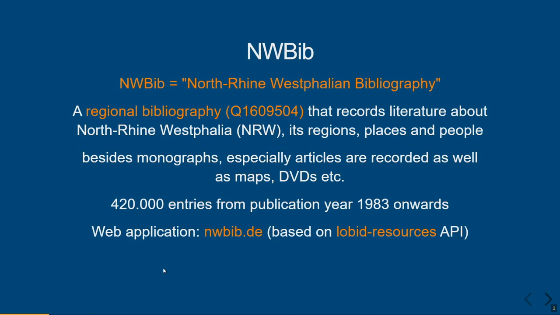There's the web application. It's based on our service lobid.org, the API, because it's cataloged as part of the HBZ Union catalog, which comprises around 20 million records. It's an Ex Libris ILS system, and we get the data out of there, make RDF out of it, and provide it via a JSON-LD HTTP API.